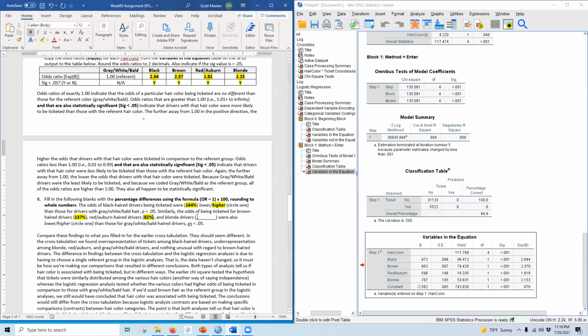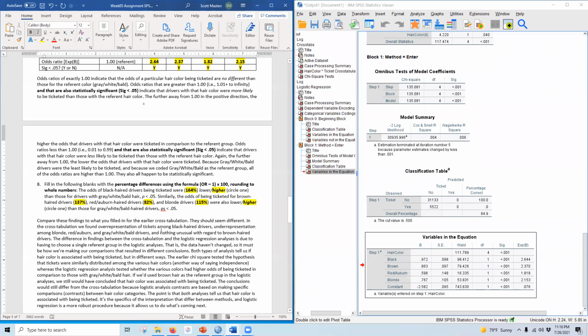Boom, boom. And blonde-haired drivers, there are 2.15 minus 1 is 1.15 times 100 is 115%. And all of these odds ratios are greater than 1 and significant, so they are higher odds of getting a ticket than grandmas and grandpas. All right, so everyone's got higher odds of getting a ticket than grandmas and grandpas, right? So compare these to what you filled in earlier for the crosstab. They do seem different, right?